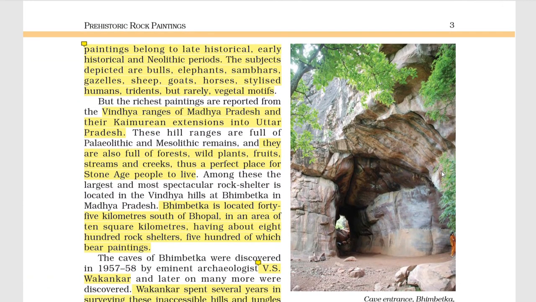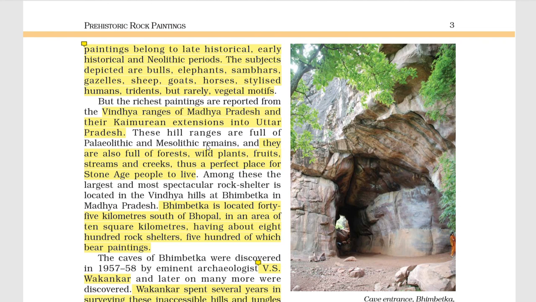Paintings which belong to the later historic period. Later historic period in the sense at the end of the prehistoric period, most probably in the early historical and Neolithic periods. We can't say exactly this is historical because we don't have any written records. This is late prehistorical or early historical. In this period, the paintings had bulls, elephants, gazelles, sheep and some other newer animals. They started painting other animals also. And in some caves, we could also see vegetal motifs like trees, plants, creepers, all such things were painted, but very few in number. These paintings were mostly reported from Vindhyan ranges into Uttar Pradesh.